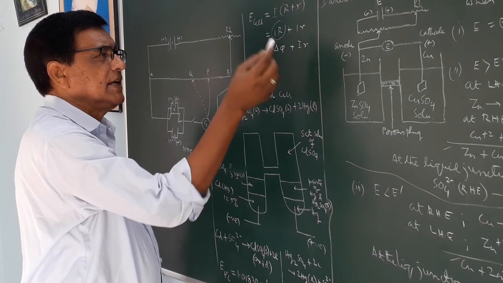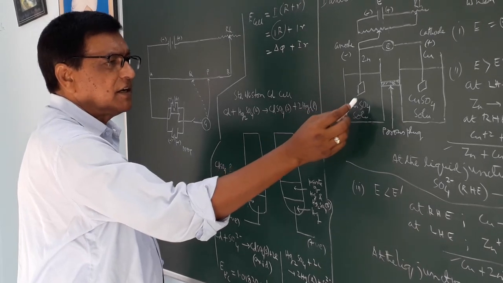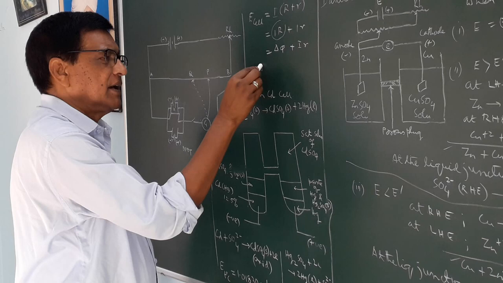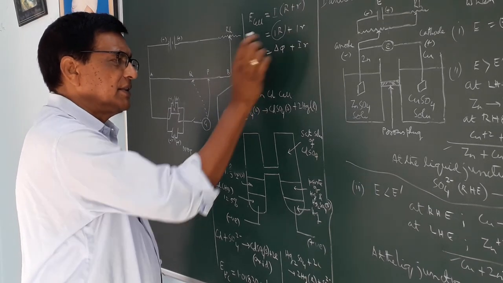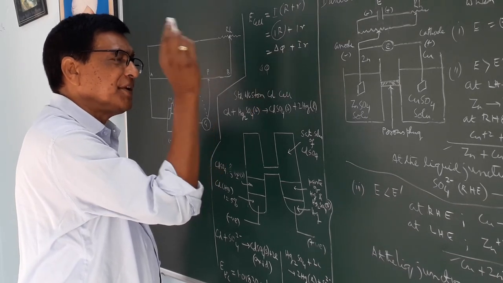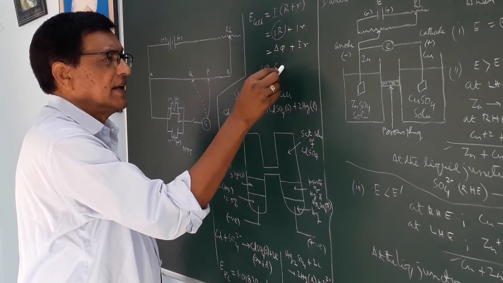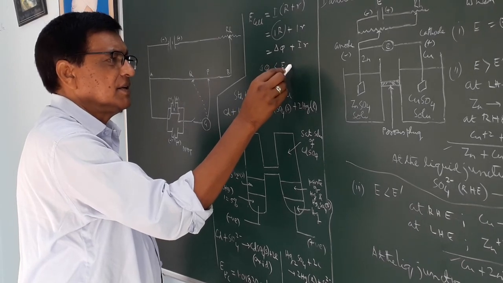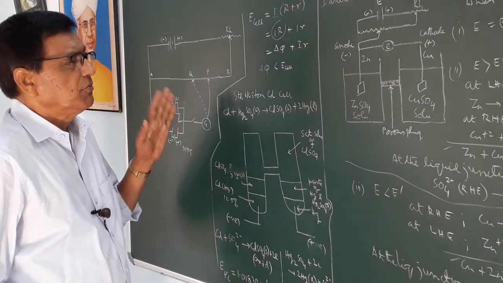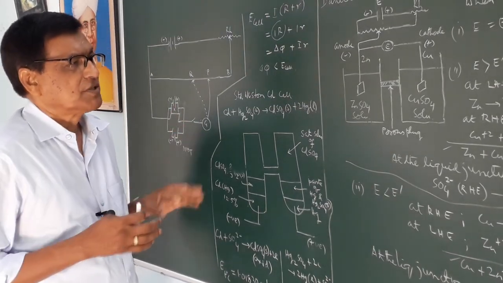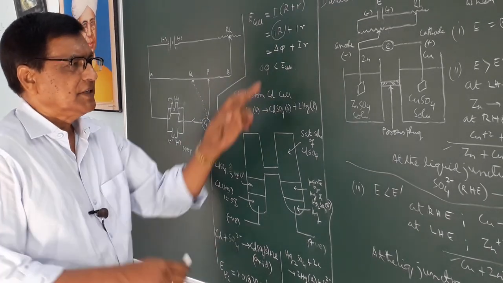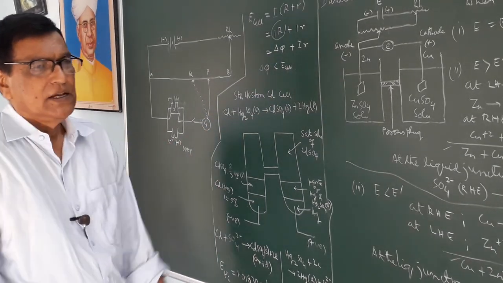So this E cell, due to the presence of this internal resistance, the potential difference determined by this voltmeter is less than E cell. So this is why the voltmeter is not used for determining the EMF of these cells. EMF is found to be less.